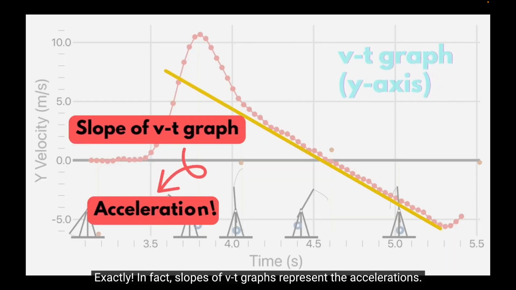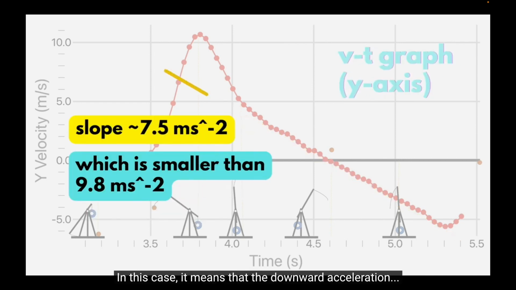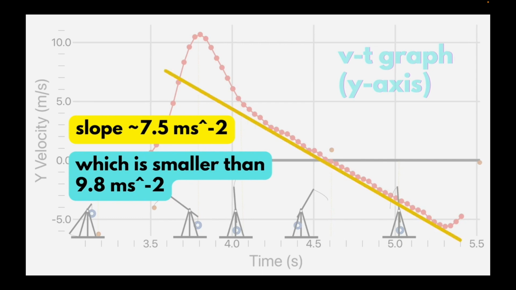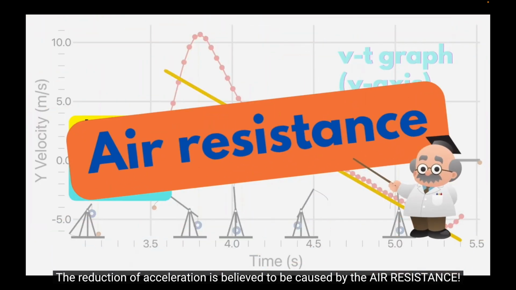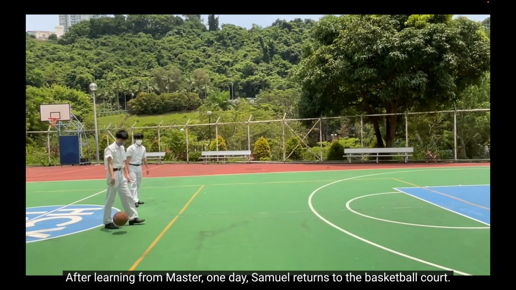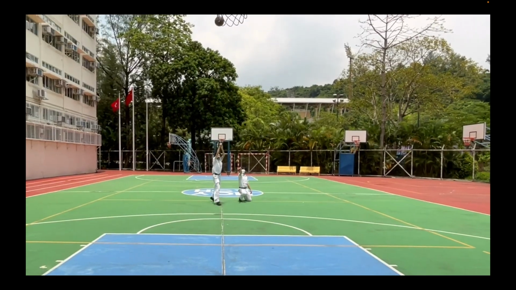Exactly. In fact, slopes of VT graphs represent the accelerations. In this case, it means that the downward acceleration was smaller than the gravitational acceleration. The reduction of acceleration is believed to be caused by the air resistance. Don't forget that. After learning from Master, one day Samuel returns to the basketball court.